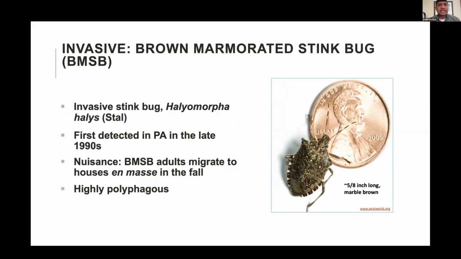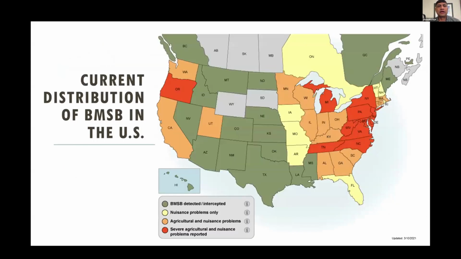Another insect that is an invasive one is the brown marmorated stink bug. It's an invasive pest, first detected on the East Coast. Now it's pretty much spread throughout the United States. It's highly polyphagous, so they can feed on all different groups of crops. This is the current distribution. Of course, the red one is very heavy pressure population in those states, and the orange one is a little bit lower tier than that.